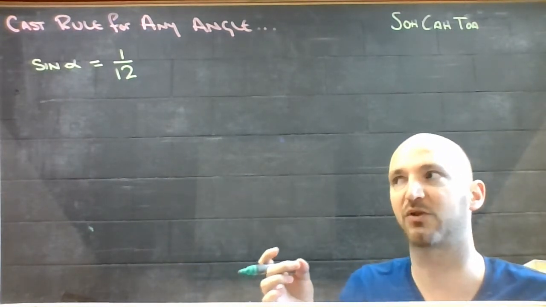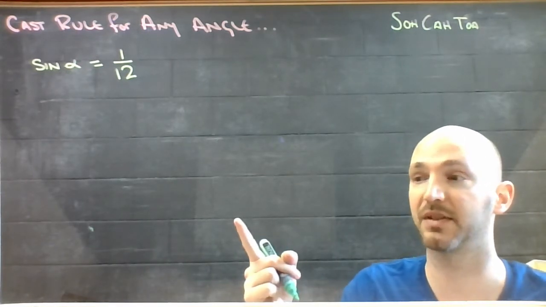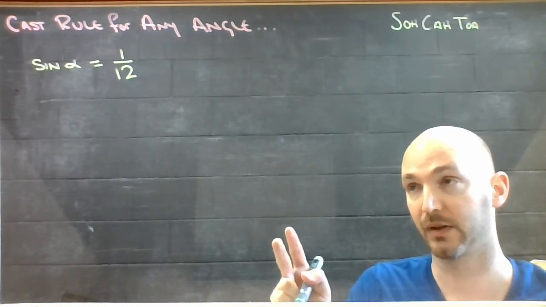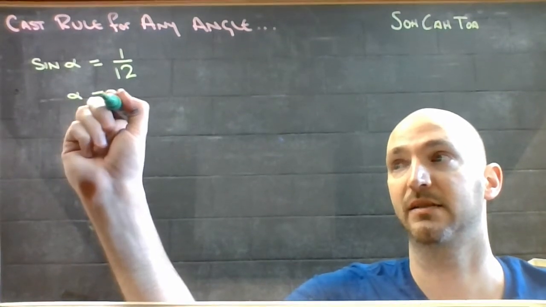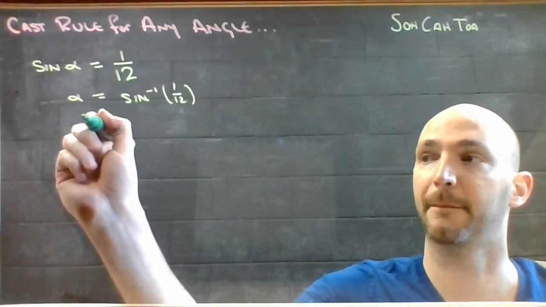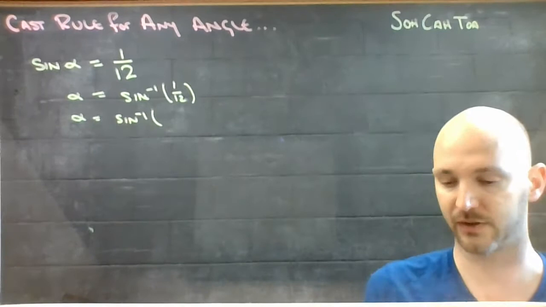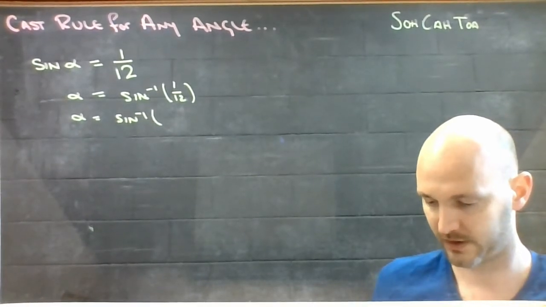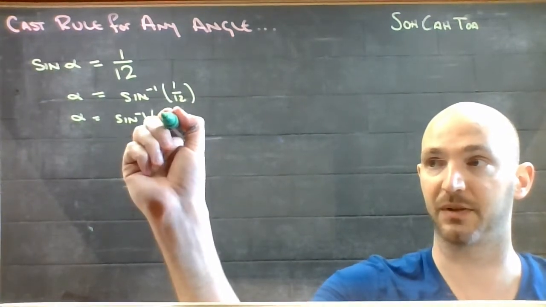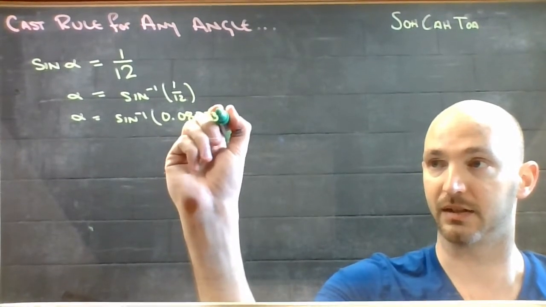But just like the special triangle ones, there's only 2 pieces of information I need. I need to know the family of angles that it belongs to, and then I need to select the two that land in the correct quadrant. So if I'm arc sining 1 over 12, you're going to have to type 1 divided by 12 into your calculator, which gives you approximately 0.08333 forever.